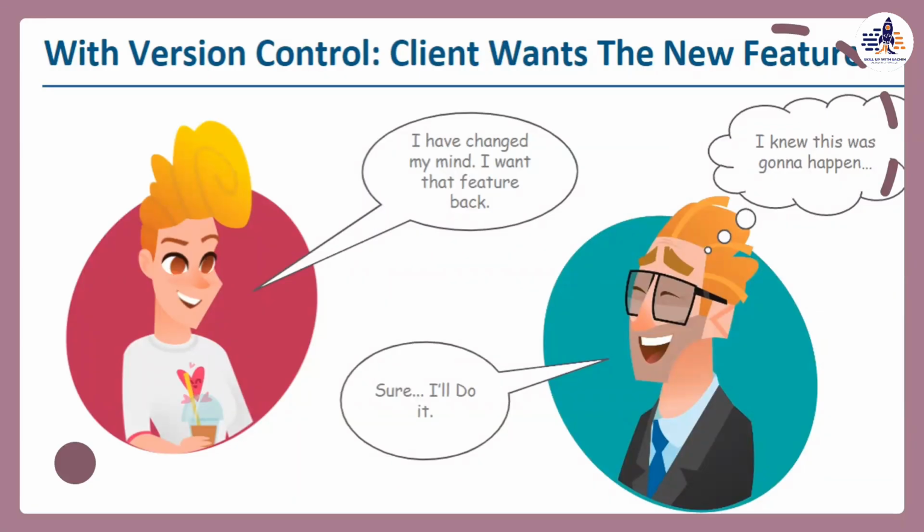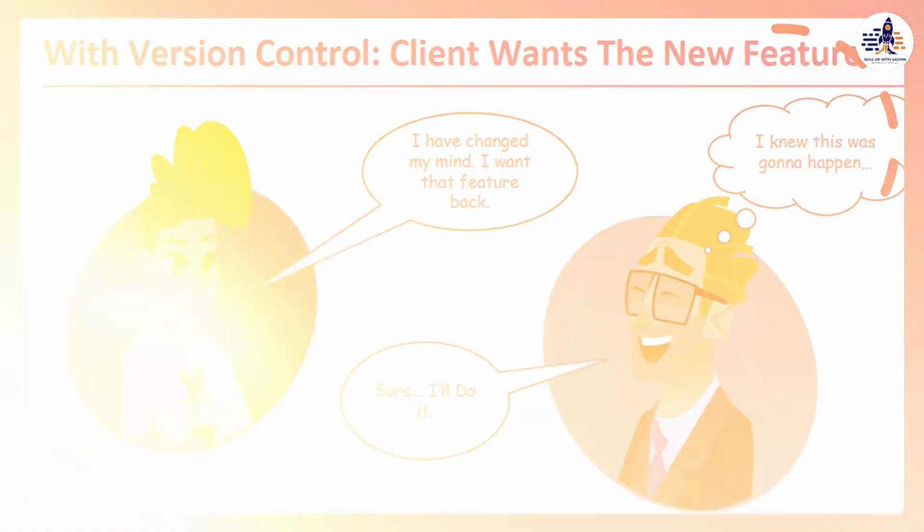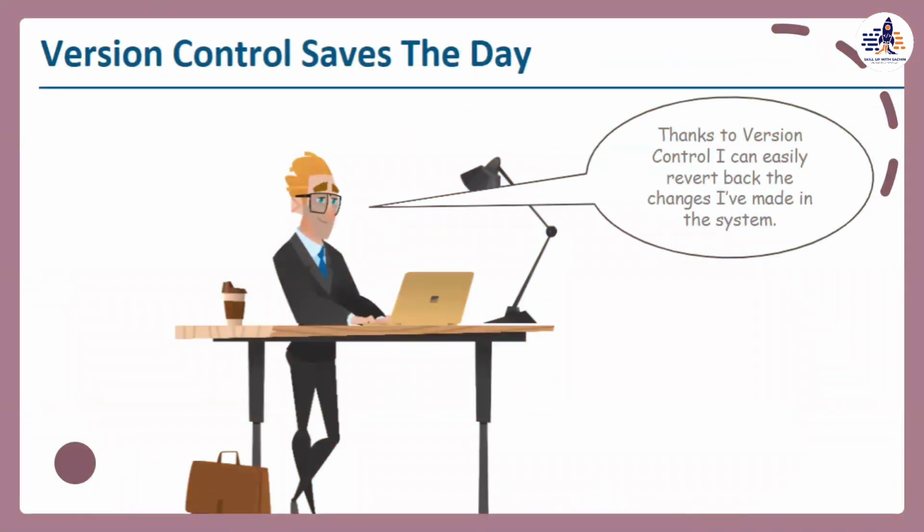Again the client came back as usual and said, no, I have changed my mind and I want that feature back. Dave is very sure that if he knew this was going to happen, he would do it. Now Dave is thanking version control, because he has already maintained a version of that code. The previous version without that feature was 1.0, and the new version he created is 1.1.